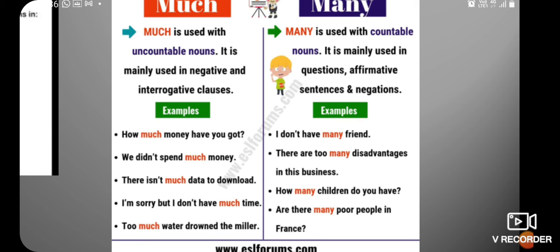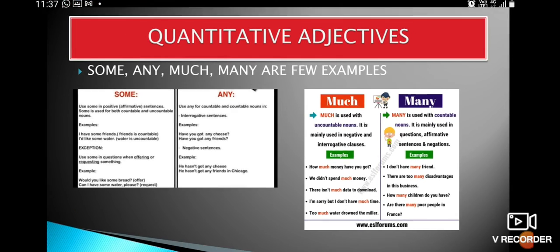Now we have many. I don't have many friends. We can count our friends. So we say I don't have many friends. There are too many disadvantages in this business. How many children do you have? Are there many poor people in France? So these are countable. I can count the friends, the disadvantages, the children, the poor people. So this is the use of many.